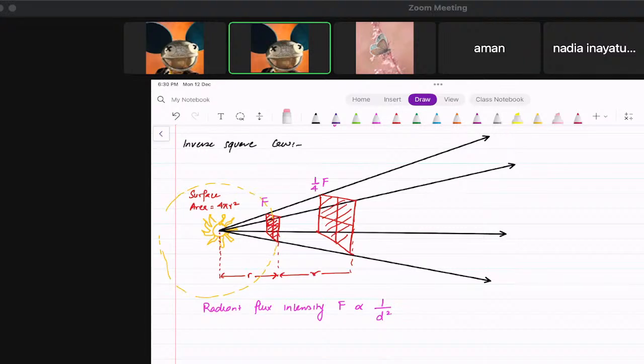Yes, sir. So if you go 3r, the intensity would be 1 by 9 of it. Okay.